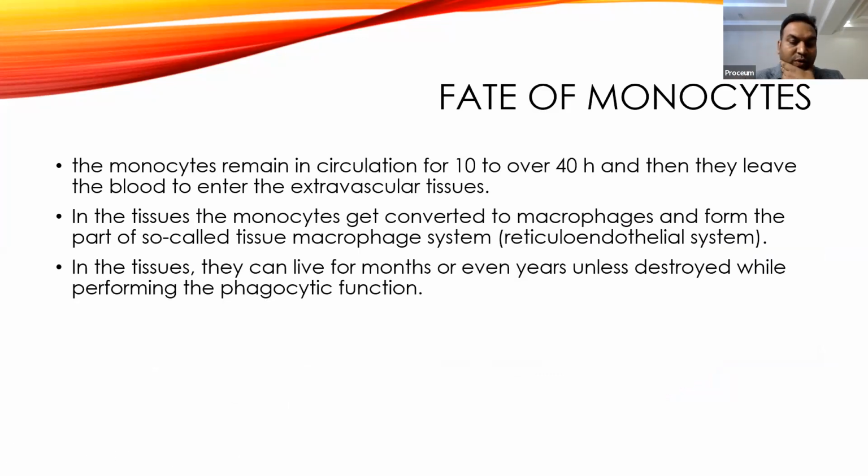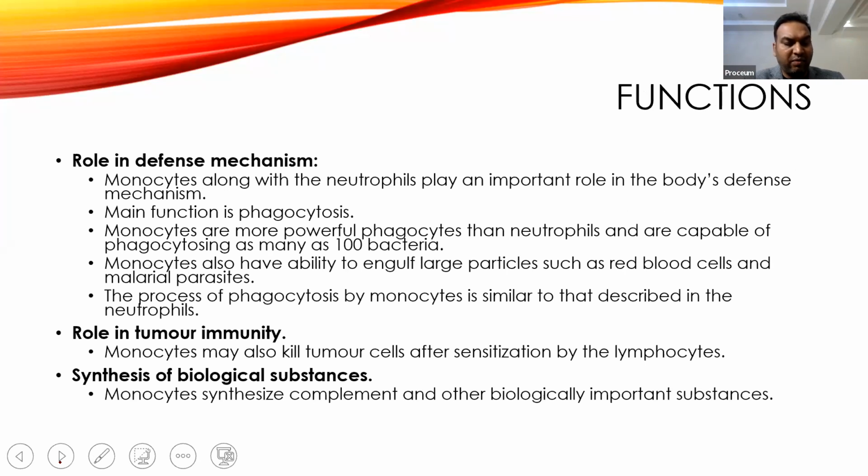Then come to the fate of the monocytes. It remains in the circulation once it is released for up to 10 to 14 hours. Then it moves outside the blood vessels, that is into the tissue, and is converted into a macrophage, called a tissue macrophage. And this forms the reticuloendothelial system. They can remain in the tissue for days to years, where they perform various phagocytic functions.